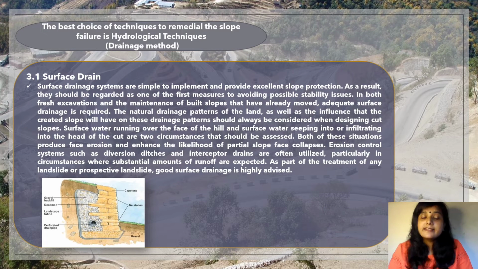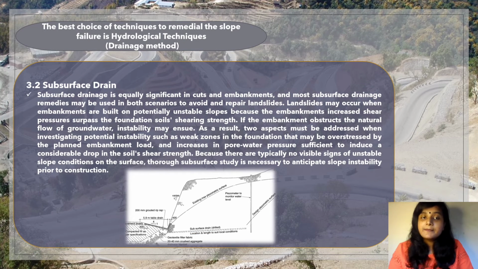Surface drainage systems are simple to implement and provide excellent slope protection. As a result, they should be regarded as one of the first measures to avoid possible stability issues. Subsurface drainage is equally significant in cuts and embankments, and most subsurface drainage remedies may be used in both scenarios to avoid and repair landslides.